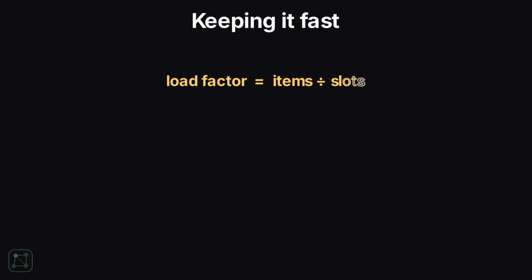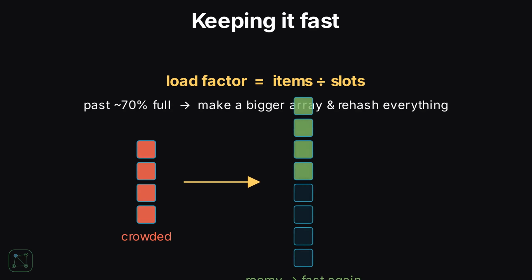And that's the whole game, keep the lists tiny. We track the load factor, items divided by slots. When the table gets too crowded, say past 70% full, we grow it, make a bigger array and rehash everything into it. Collisions drop, speed comes back.